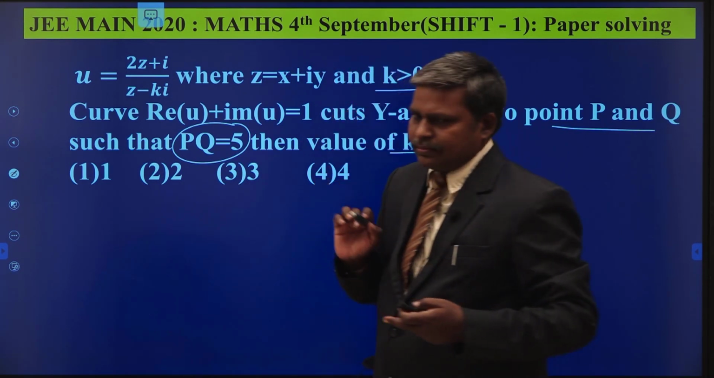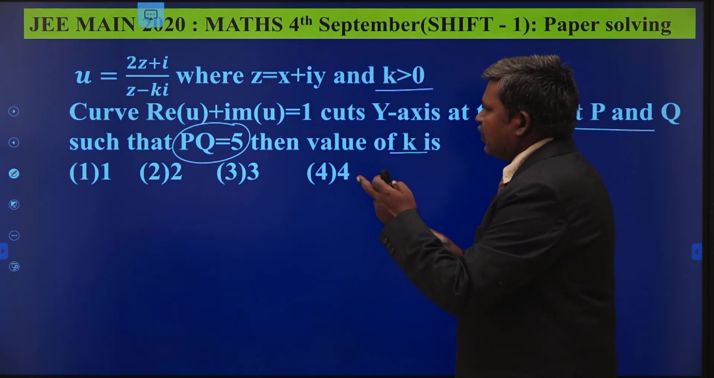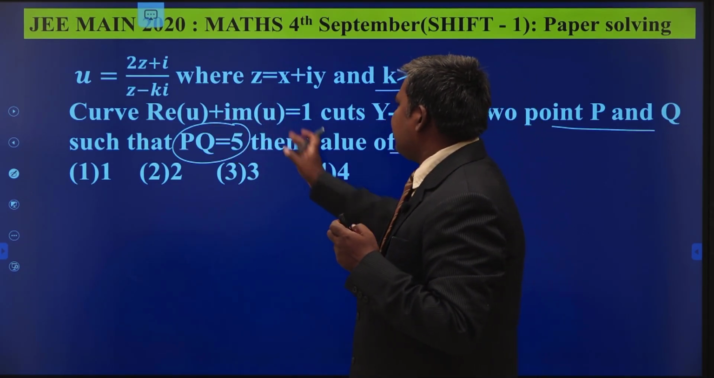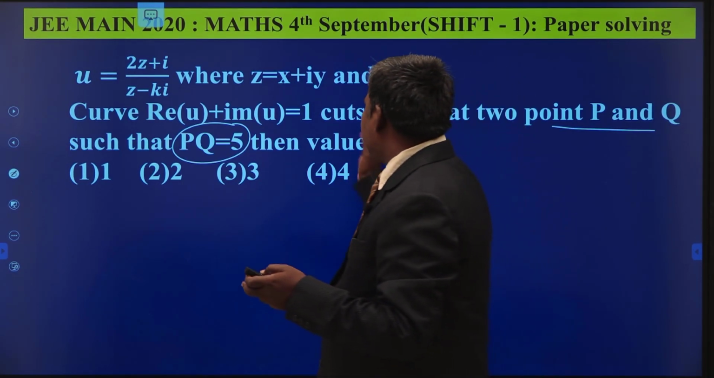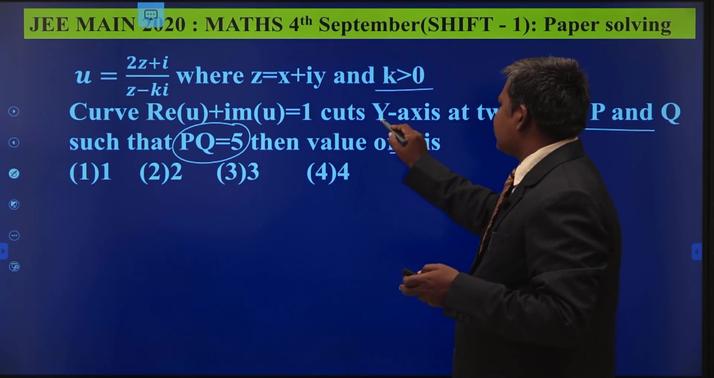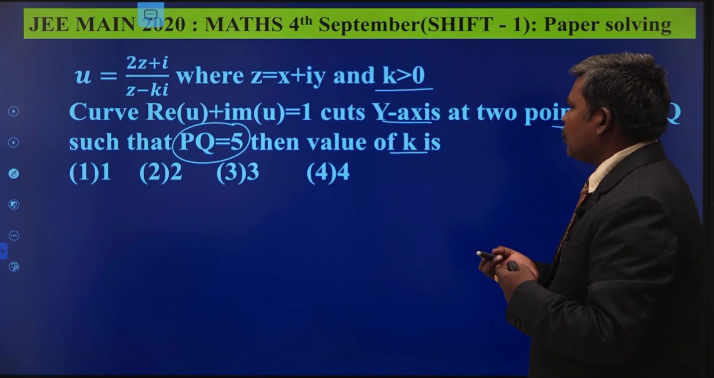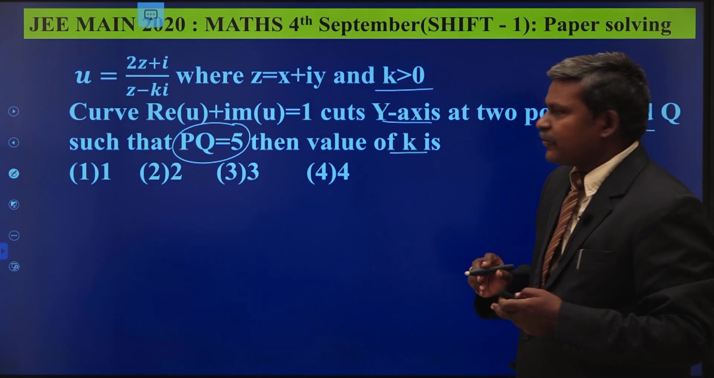k is positive. You just replace z by x + iy and simplify it in the form a + ib. Take the real part of u and the imaginary part of u and set their sum equal to 1. Put x = 0 in that equation. We obtain the two roots. You have to find the distance between the 2 points P and Q, equate that to 5, and we can easily find the value of k.